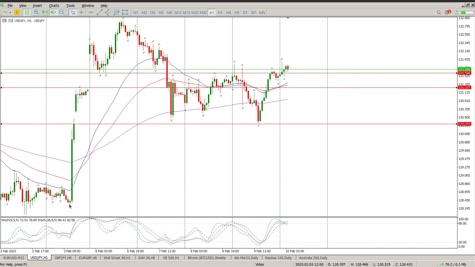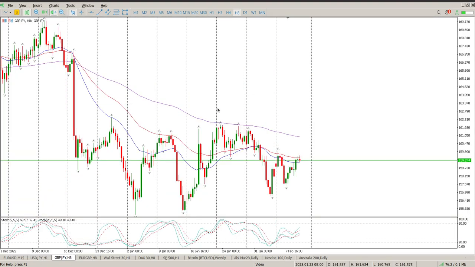And basically, you're looking for a move equal to this move up from the bottom here. Moving on to pound, British pound, Japanese yen. Nothing really materializing here. We're still consolidating here in the middle of nowhere. And we do have a double spinning top here.